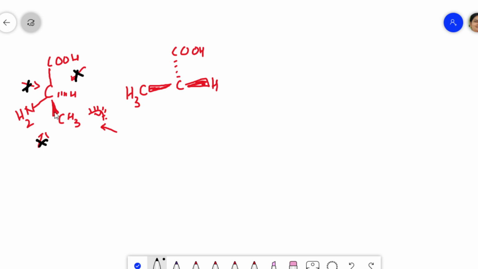Whatever I'm blackening now, this bond is close to your eye, so you will be looking from this direction only. The other three, you can't look from this direction, and you can't look from this direction, and you can't look from this direction. The only direction that you are supposed to look from is this. This is your eye. So from this direction you are looking.